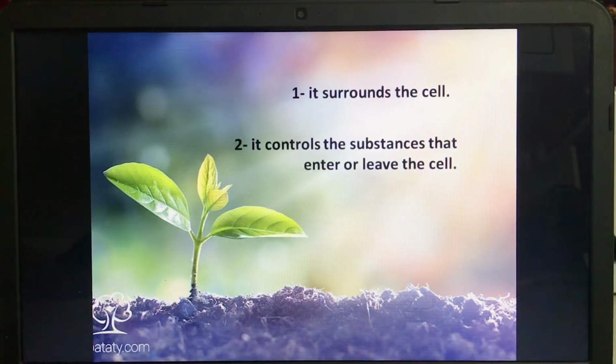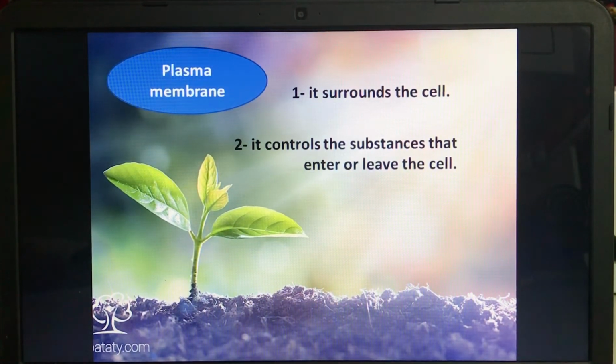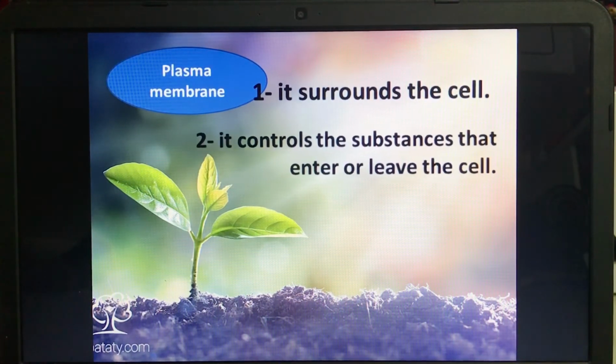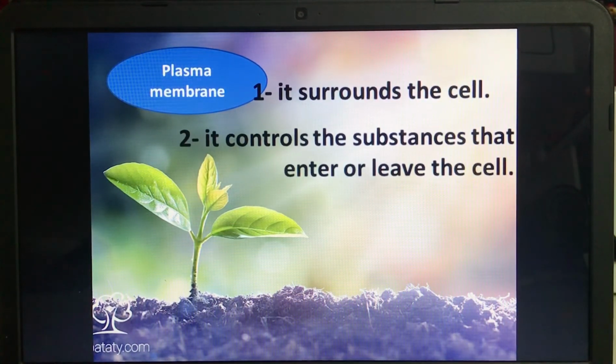The last one we will talk about is plasma membrane. It has also two functions. The first one, it is the cover of the cell, so it surrounds the cell. And number 2, it controls all the substances that enter or leave the cell. Any substance that enters or leaves the cell is controlled by the plasma membrane.